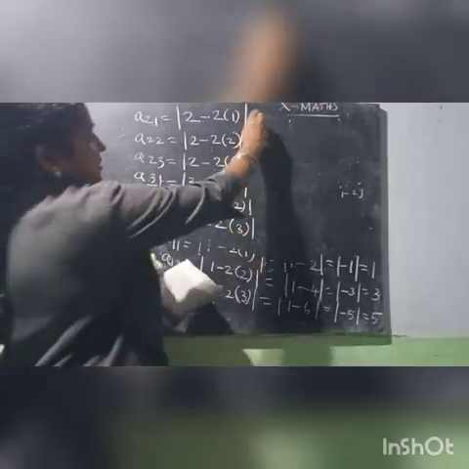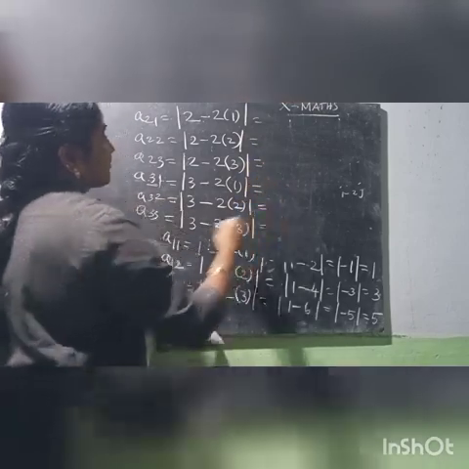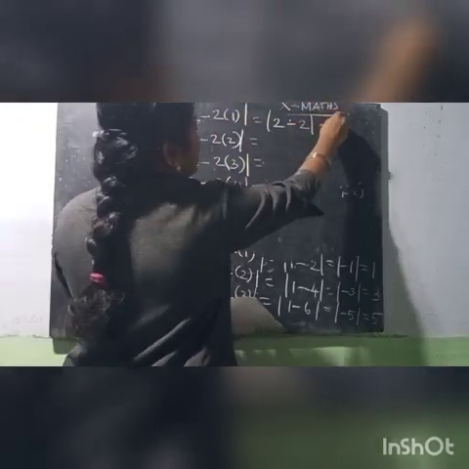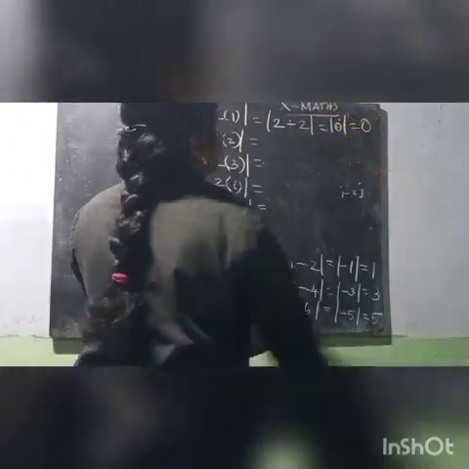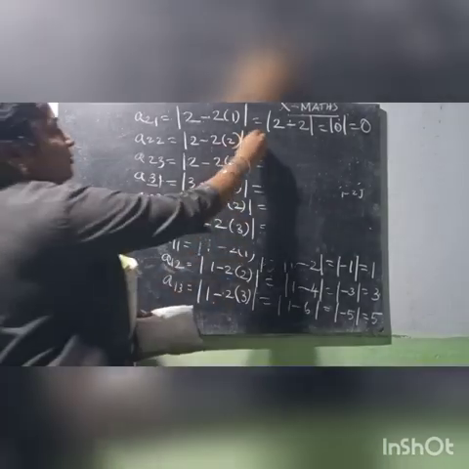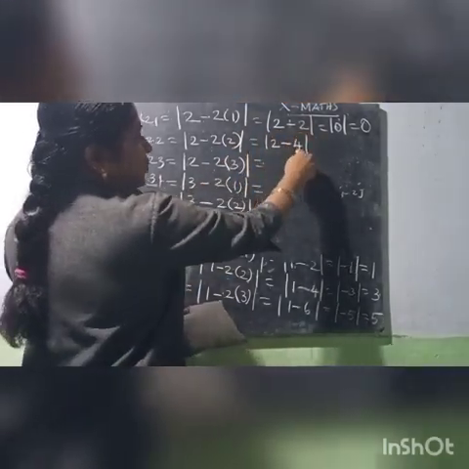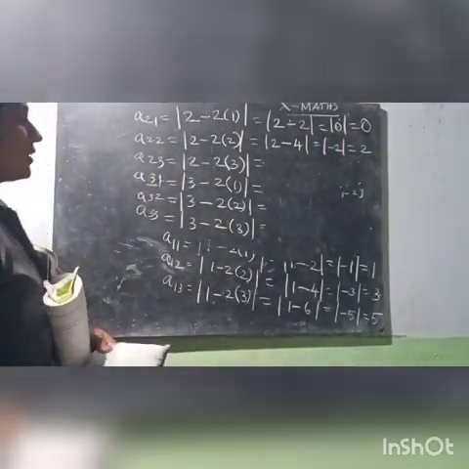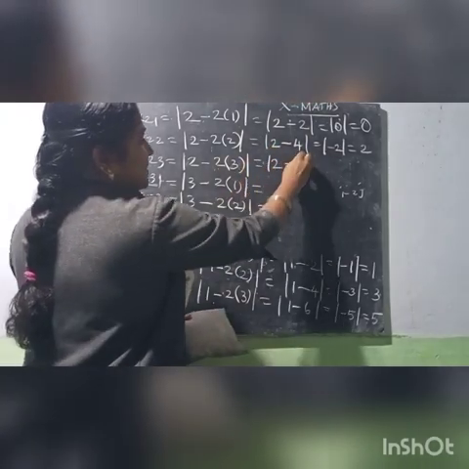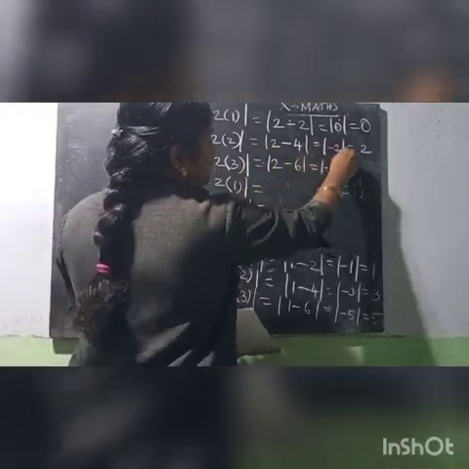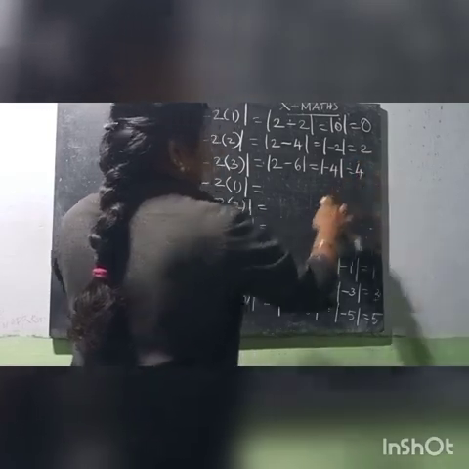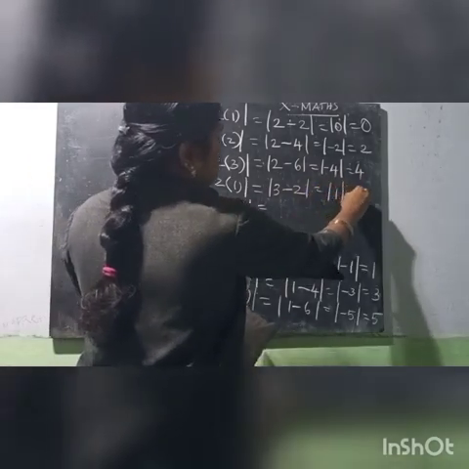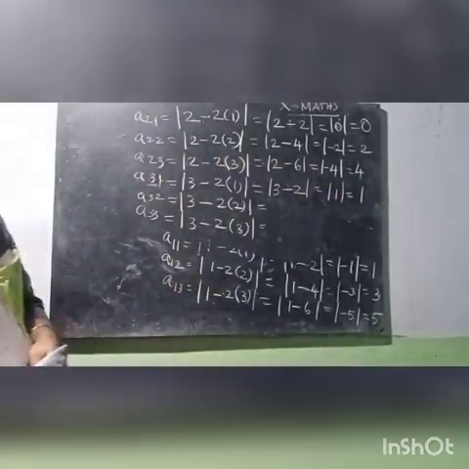Then we can find out modulus 2 minus 2 ones are 2. So 2 minus 2 is 0. Mod 0 value is 0. Now modulus 2 minus 2 2s are 4. 2 minus 4 is minus 2, so it will change into plus 2. Then 2 minus 2 3s are 6. So 2 minus 6 is minus 4, so plus 4. Then next 3 minus 2 ones are 2. 3 minus 2 is 1. So plus 1.